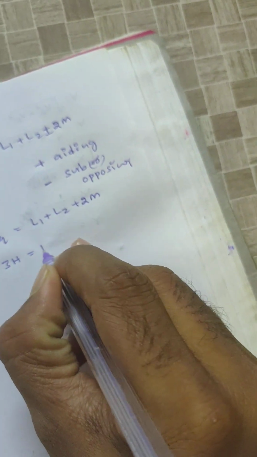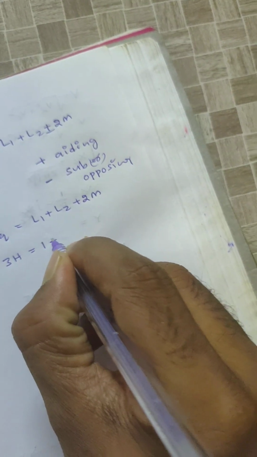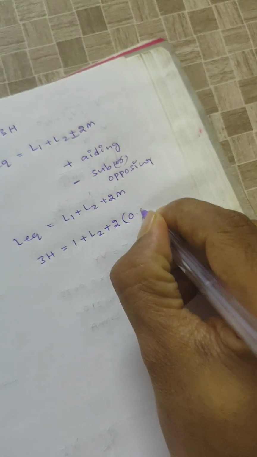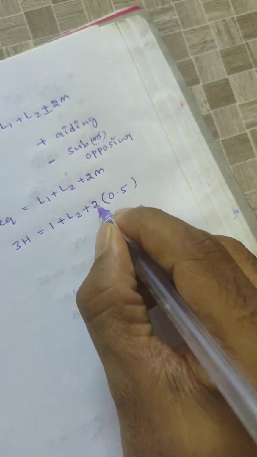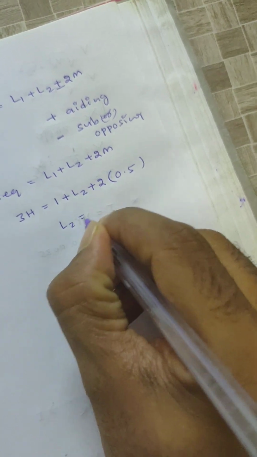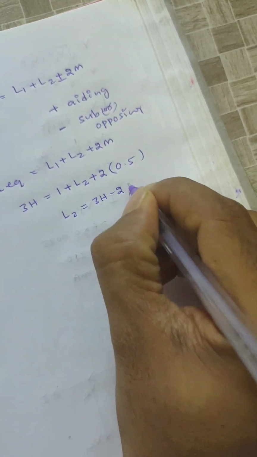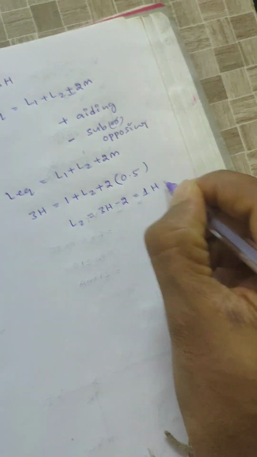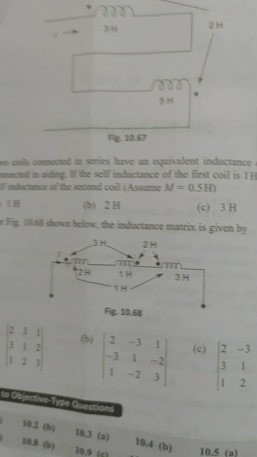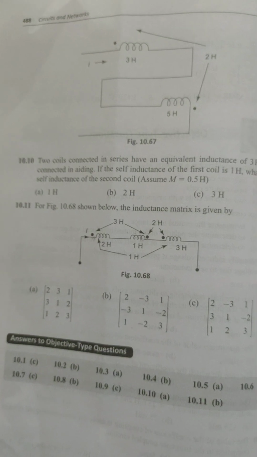That means L1 value is 1 Henry, given, plus L2 we need to calculate, plus 2 into mutual inductance value, assume 0.5, right? 1 plus 2 into 0.5 is 1, so L2 is equal to 3 Henry minus 2, you will get 1 Henry as the answer. L2 is equal to 1 Henry. Okay, that is the first answer.